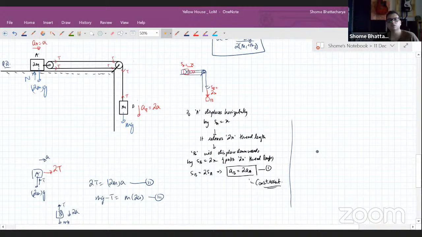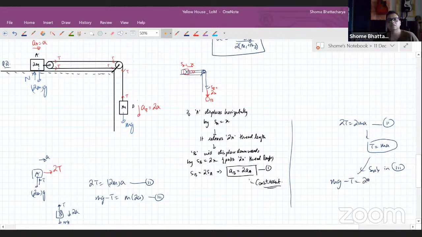So now just solve equations 1, 2 and 3. Okay, so 1 is already taken care of because we have taken this. So we have 2T is equal to 2ma, that is equation 2. So from this we can take T is equal to ma and substitute this in equation 3, which is mg minus T is 2ma. So mg minus ma is 2ma. So this will give us mg is equal to 3ma, or a is equal to g by 3.